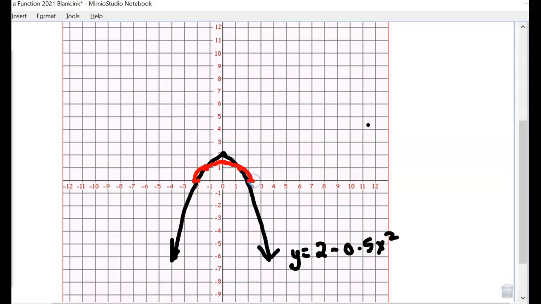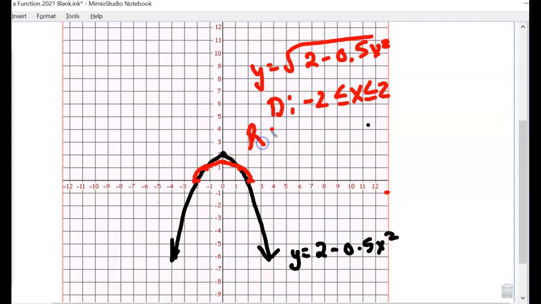again, between 0 and 1 in the y direction, the red graph is above the black graph. And that's what the graph of your root function is. So the red graph would be the square root of 2 minus 0.5x squared. Again, the domain for the red graph is going from negative 2 to positive 2, and the range is going from 0 all the way up to positive root 2.